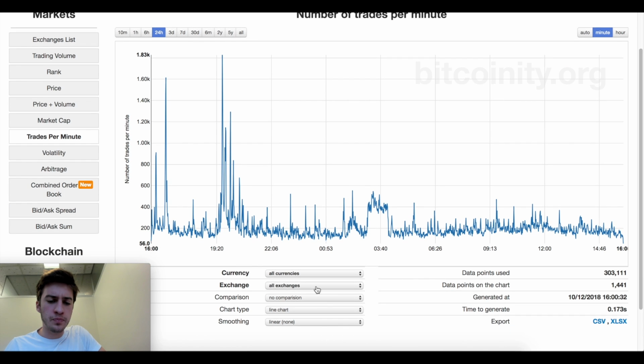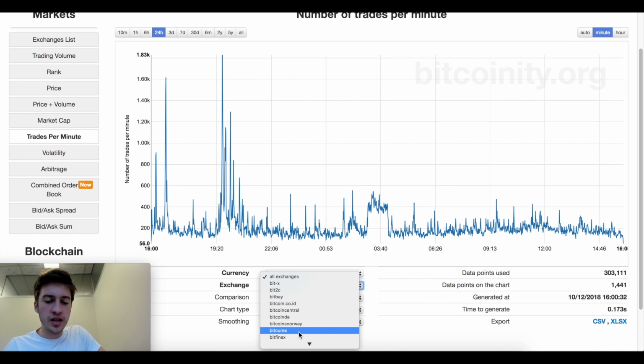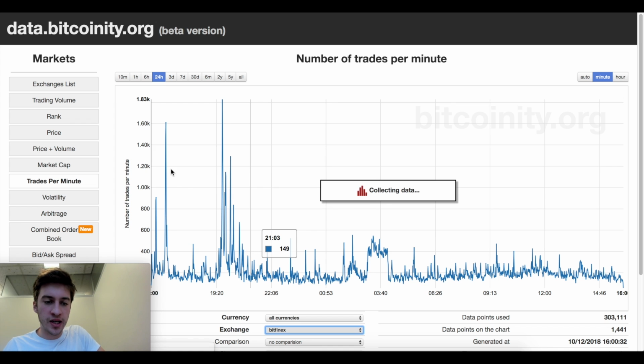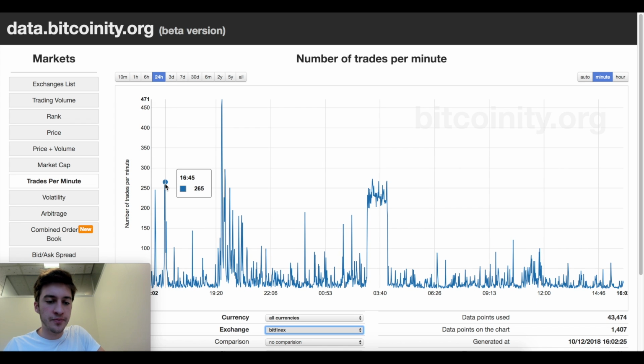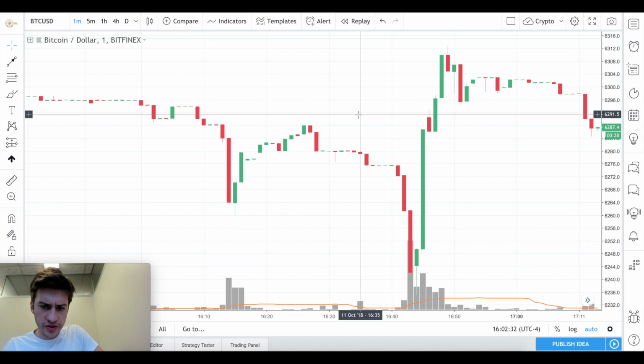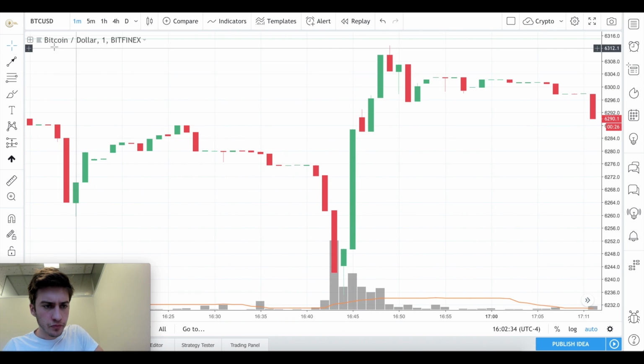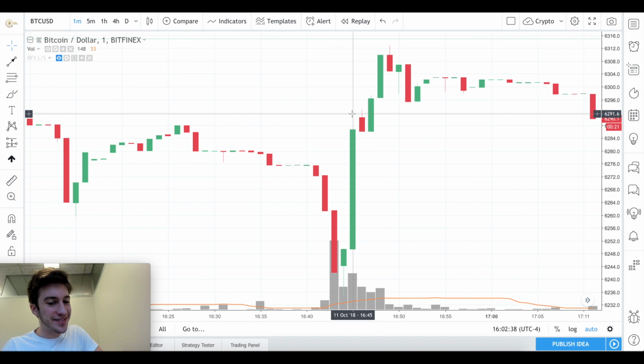And now let's take a look, because we're looking at Bitfinex, how many trades per minute occurred just on Bitfinex at 1645. 265 trades occurred. What volume was 1645? Let me show that. We had 148. This is interesting. We had 148 Bitcoin being transacted, but we had 245 trades being made.